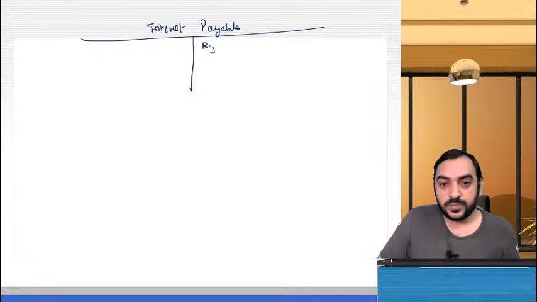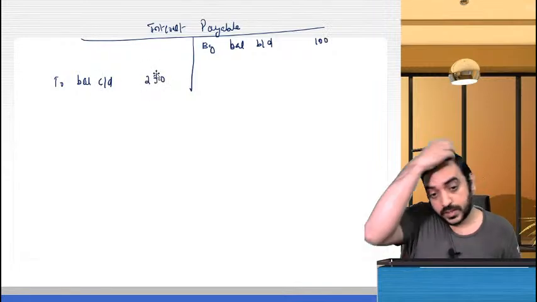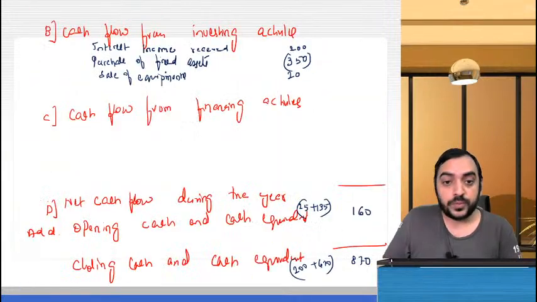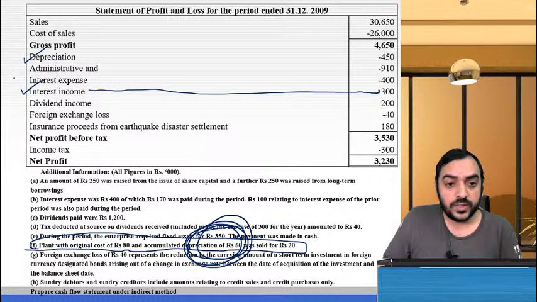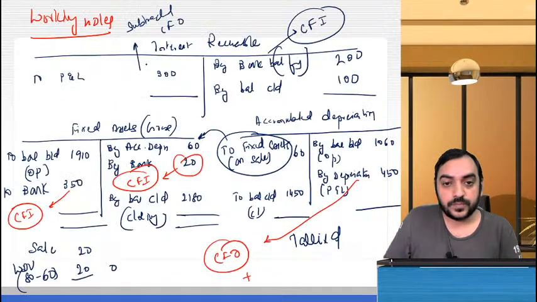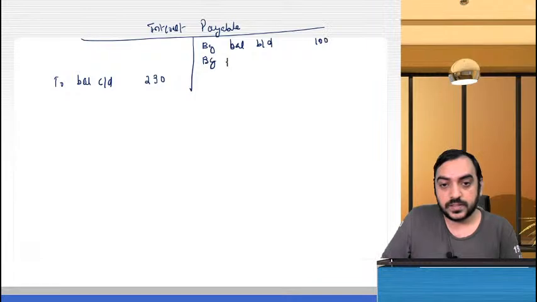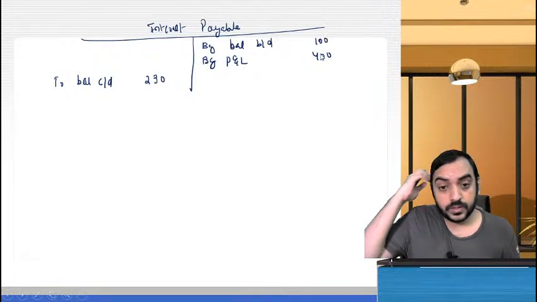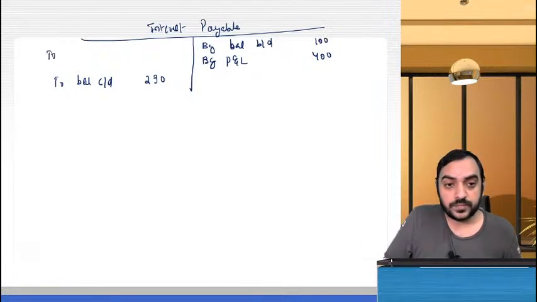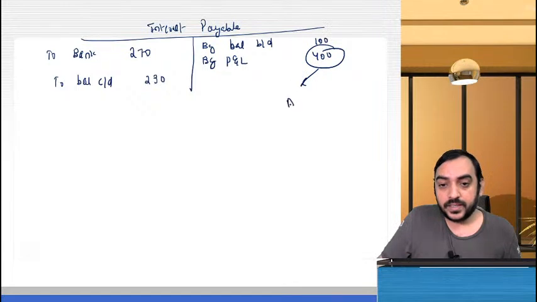Opening balance, by balance brought down 100. Closing balance, to balance carried down 230. And the current year interest expense will go to the P&L account. P&L account interest expense is 400. So by P&L 400. The balancing figure to bank is 270. This will be added in cash flow from operating activities.